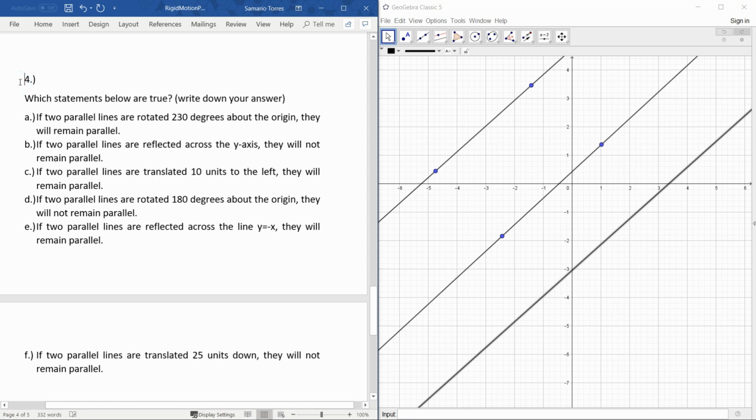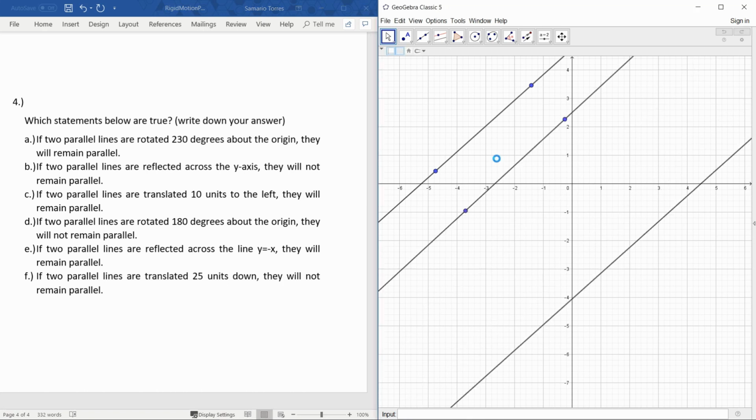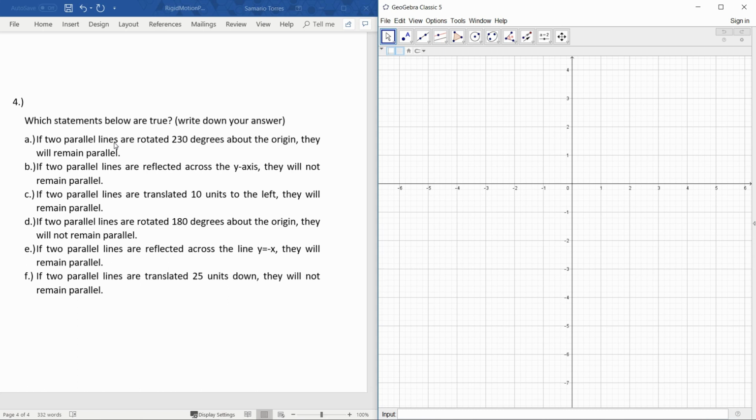This last question says, which statements below are true? Write down your answer. You're going to want to go ahead and respond to these on your paper. But let's read them real quick. It says, which statements below are true? If two parallel lines are rotated, maybe I'd highlight that, pay attention to that, they will remain parallel. So that's for you to decide. And if it's right, you can select it because it's asking you which statements below are true. So you're going to select the ones that are true.